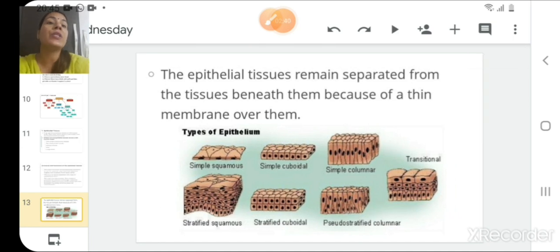So the epithelial tissues remain separated from the tissue which is present beneath it with the help of a basement membrane. And in this slide you can see the different types of epithelial tissues.